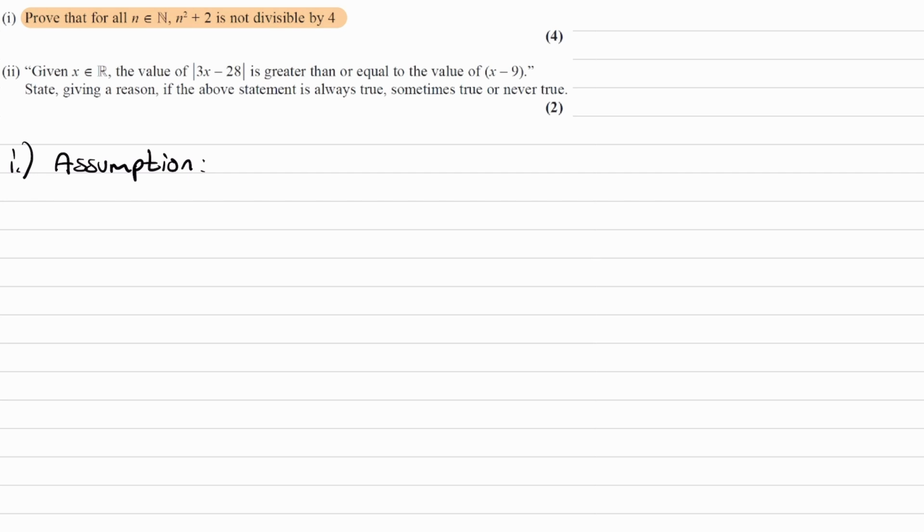The assumption is the negation of the statement that we have here, so basically every other scenario to what we're trying to prove. And that would be, for at least one value of n, where n is a natural number, n squared plus 2 is divisible by 4. That would be every other scenario to this.